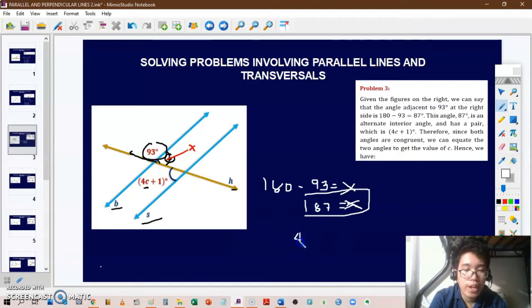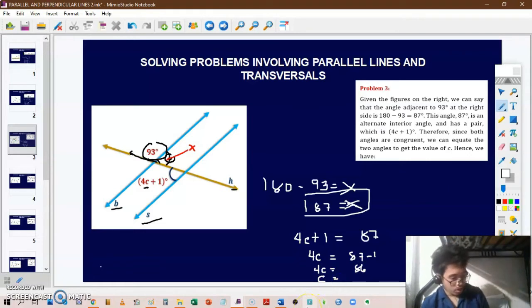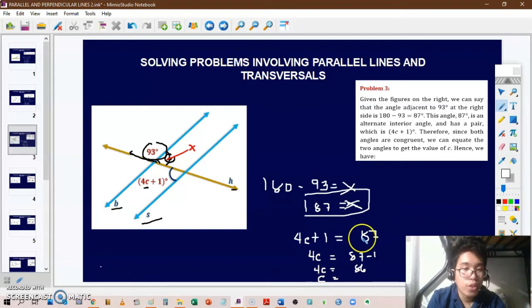Okay, so we can write here 4c plus 1 is equal to angle x. And we all know that angle x is equal to 87 degrees. From here, we can now solve for the value of c, the variable that we want to solve. So this will give you 4c is equal to 87 minus 1. And lastly, this will give you 4c is equal to 86. Therefore, the value of the variable c is equal to 43 over 2.